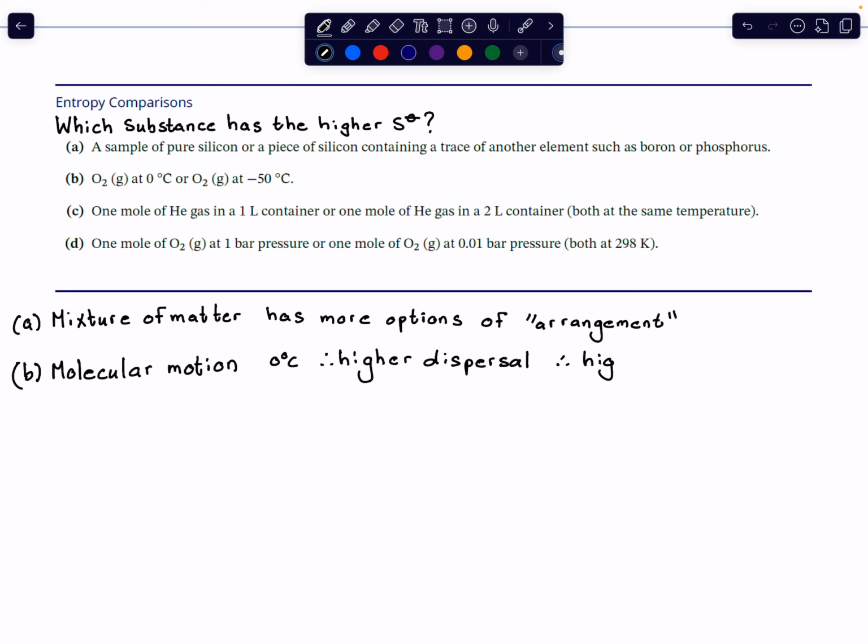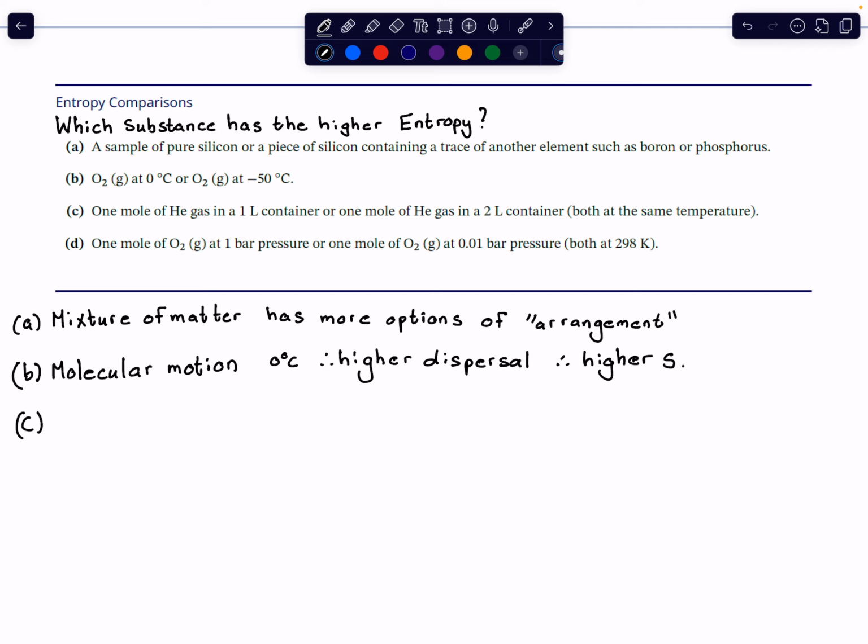Therefore higher entropy. Let's not call it standard, it should actually just be entropy, since the standard entropy is at 298 Kelvin. So it should have the higher entropy, because it has the higher ability to disperse energy and matter, because of its greater molecular motion at higher temperature. Okay, so that's what we compared there.